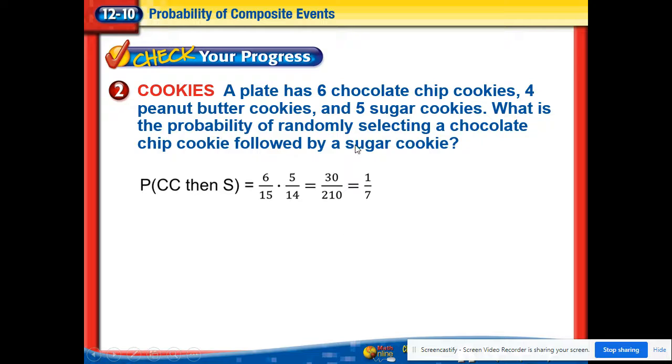So what about a plate of cookies? 6 chocolate chip, 4 peanut butter, and 5 sugar. So if you're not looking, randomly a chocolate chip. So there's 15 total. 6 are chocolate chips, so 6 out of 15. And then a sugar. Well, you already ate the chocolate chip, so it's 5 out of 14 there. 30 out of 210 equals 1 out of 7.